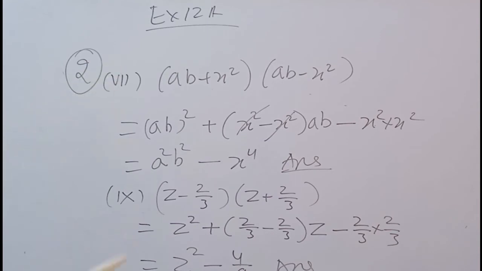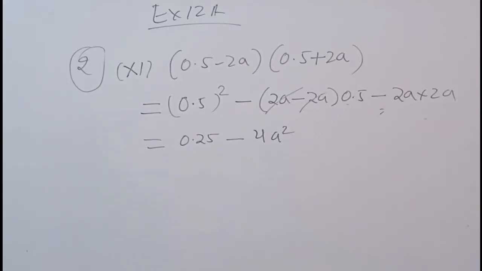Again I am taking question number 2, ninth part, that is (z − 2/3)(z + 2/3). The same special product we will use for that. z² + 2/3 − 2/3, and the terms 2/3 − 2/3 cancel each other. So we get z² − (2/3 × 2/3), which gives 4/9. So that is the answer of (z − 2/3)(z + 2/3). In that manner you will do this type of sums of this exercise.